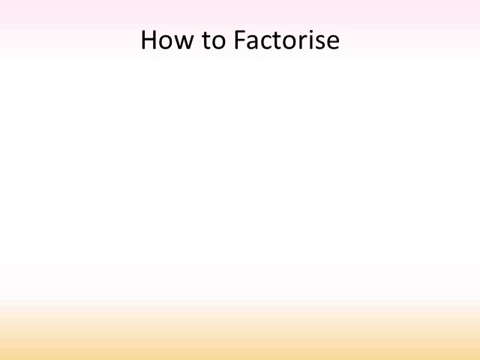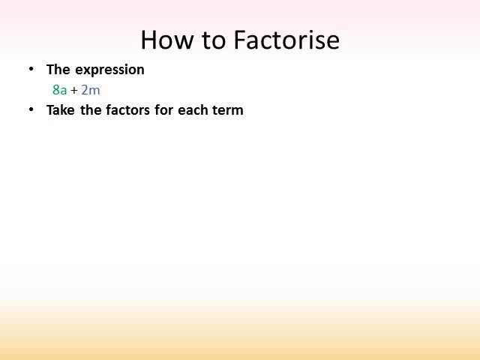Okay, so there will be a few steps here, but once we've had some practice, you do not always need to write out each of these steps. We will use the expression that we expanded previously, 8a plus 2m. The first thing we need to do is find the factors of each of the terms. The terms in an equation are separated by a plus or a minus sign. This expression has two terms, here and here.